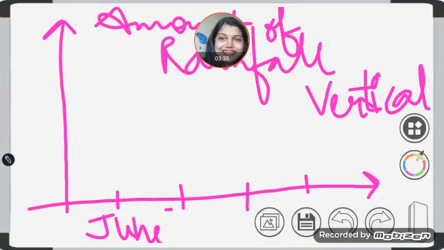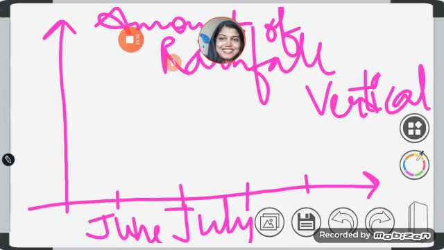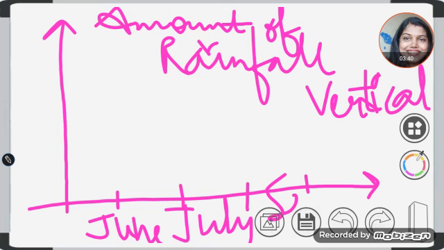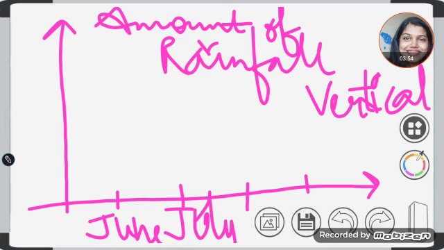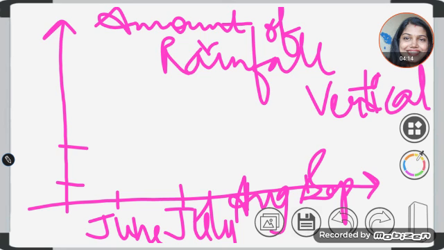So it is June, July, August, September. I'll represent it in the way you can write completely. Once you put the labels here, you can write the multiples of the data which you have found.